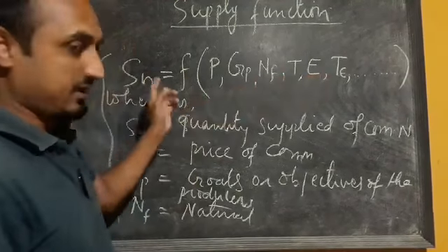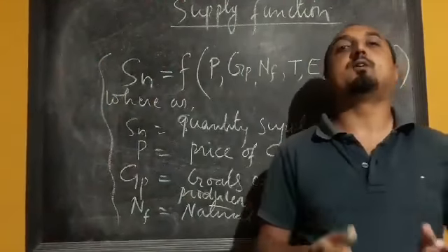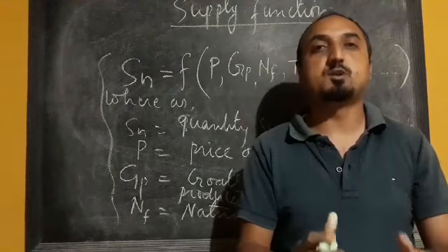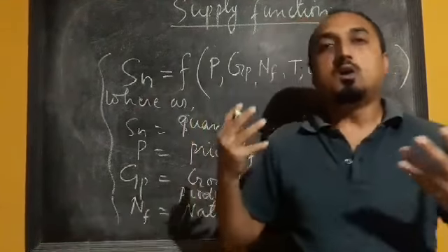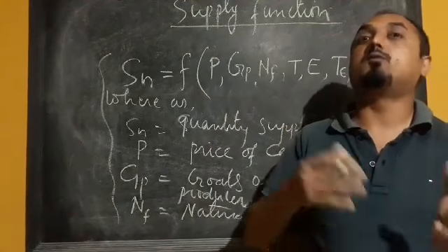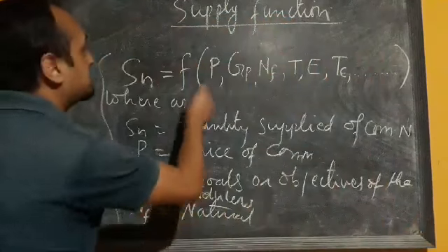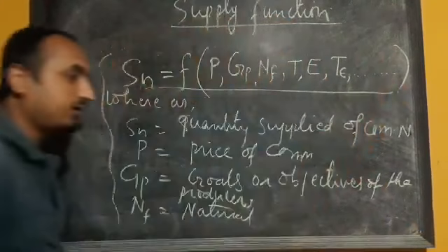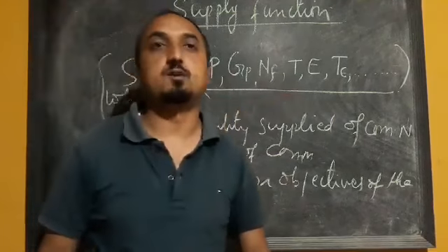So these all are the determinants of supply. Once again, how do you define supply function? Supply function shows the functional relationship between quantity supplied and its determinants. Or we can say that when we express the important determinants in the form of this functional relationship, then that is called supply function.